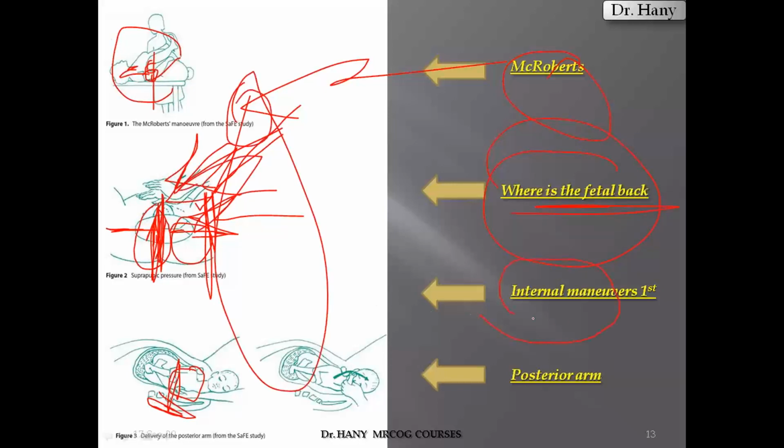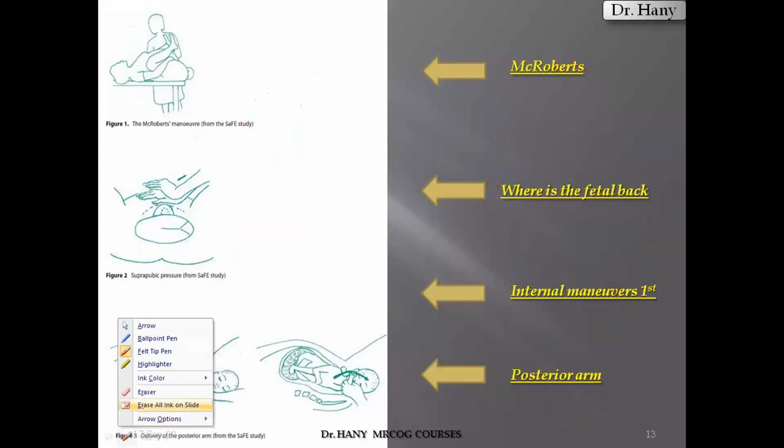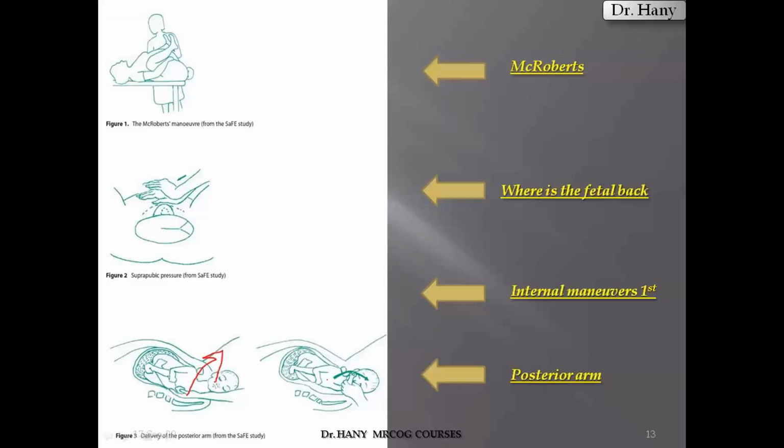Internal maneuver first to avoid fracture of the humerus, 2 to 12%. How to do it? You put your hand in the cubital fossa, bring the arm, and sweep it across the front of the chest of the baby to deliver the posterior arm. If the internal maneuver fails.